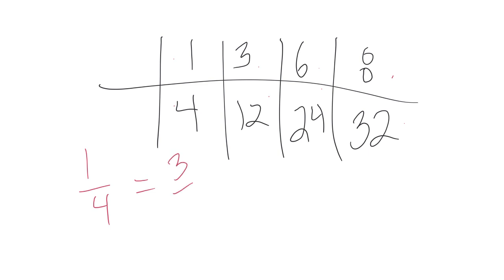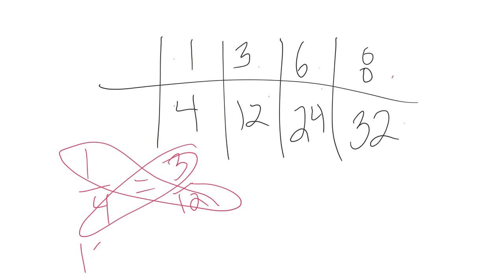or if it were me, I'd just set up a proportion, do what we just did, do the butterfly. 3 times 4 equals 12. 1 times 12 equals 12. We're good. All right, so that is proportional.